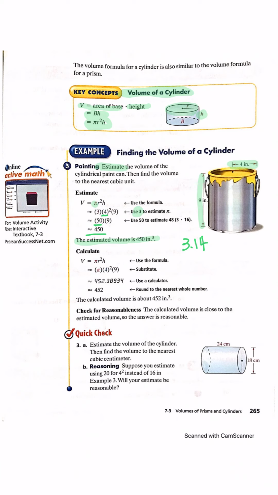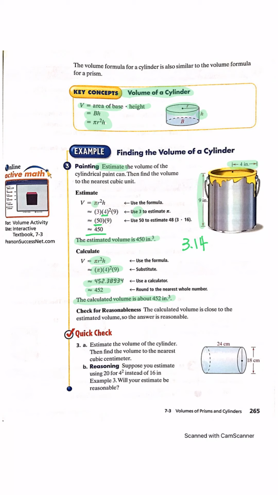So let's look at the calculations. Oh, look at that, I jumped right ahead of myself. They went ahead and did what I just talked about. Multiplying it out, 452. The calculated volume is about 452 inches cubed. Check for reasonableness. The calculated volume is close to the estimated volume, so the answer is reasonable. If our estimated answer was 1,050 and the answer we came up with when we calculated it was 452, we'd know there'd be a problem. Okay, so quick check.